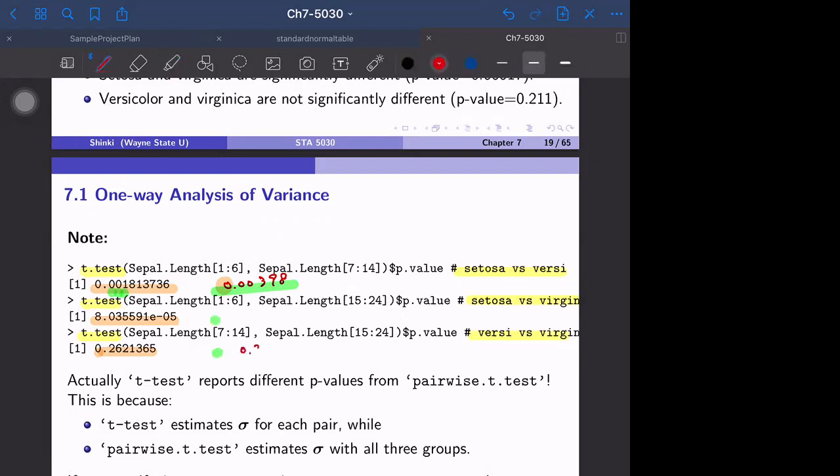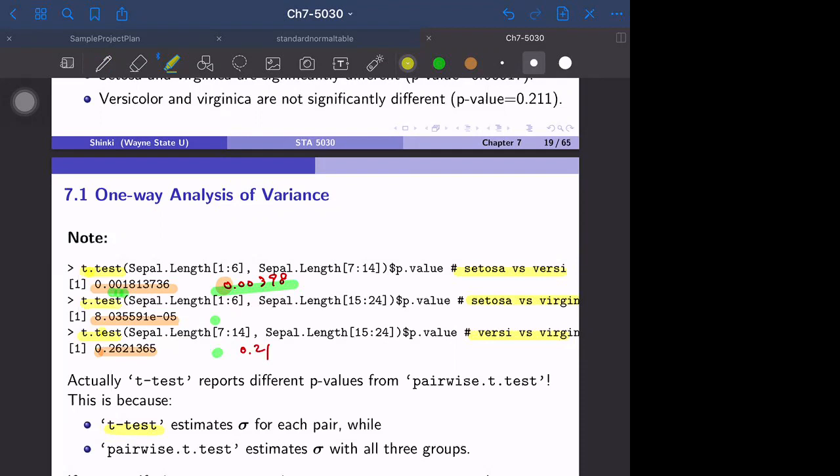What makes the difference? Is our code not correct? Not really, but we have different assumptions. At first, the t-test function we used here just does 3 independent tests.